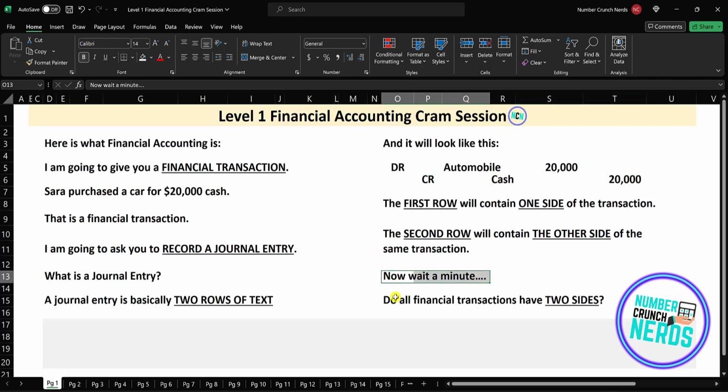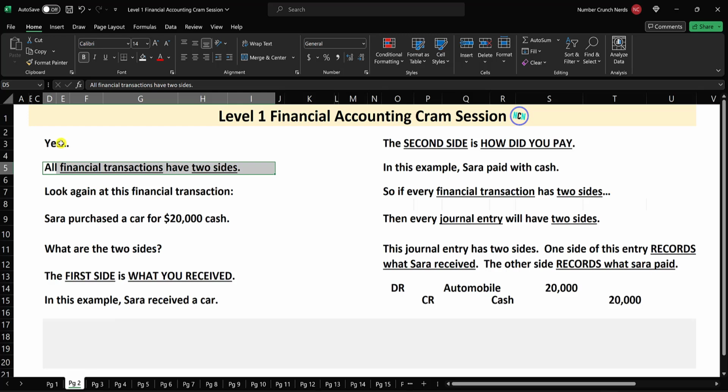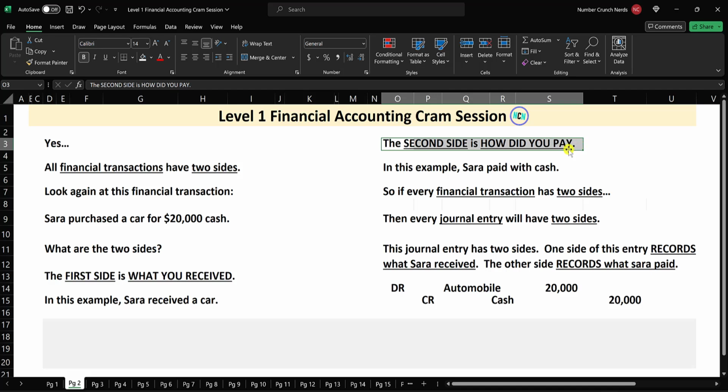Now, wait a minute. Do all financial transactions have 2 sides to them? The answer is yes. All financial transactions have 2 sides. Look again at this financial transaction. Sarah purchased a car for $20,000 cash. What are the 2 sides? The first side is what you received. In this example, Sarah received a car. The second side is how did you pay? In this example, Sarah paid with cash.